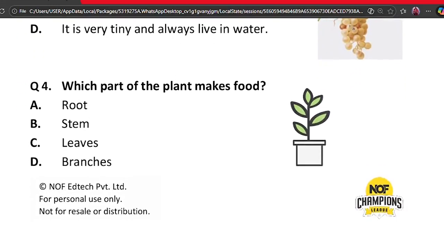Our next question is question number 4. Which part of the plant makes food? A. Root, B. Stem, C. Leaves and D. Branches. The correct answer is option C, leaves. Leaves prepare food for the plant by using sunlight, air and water. This process is called photosynthesis and happens mainly in the leaves. Roots absorb water and stems support the plant, but food is made only in leaves. Therefore, option C is correct.